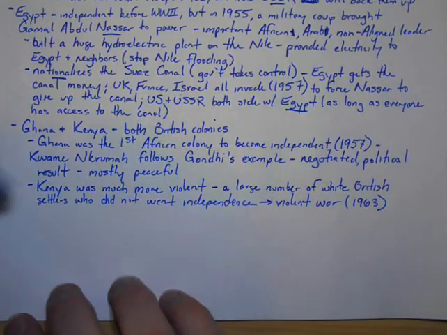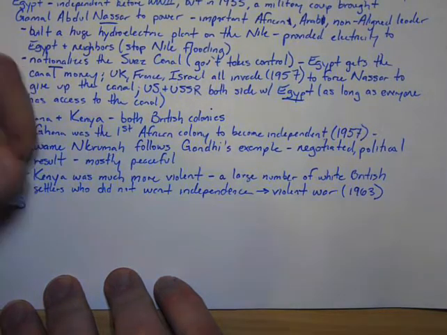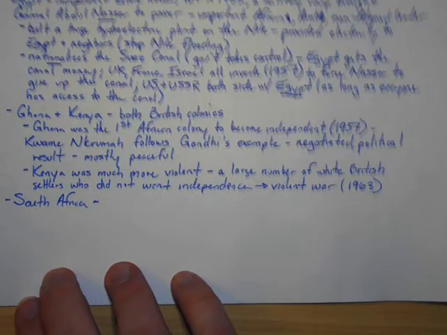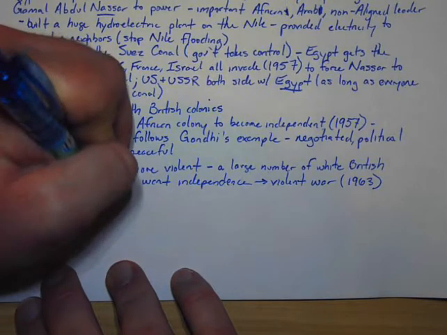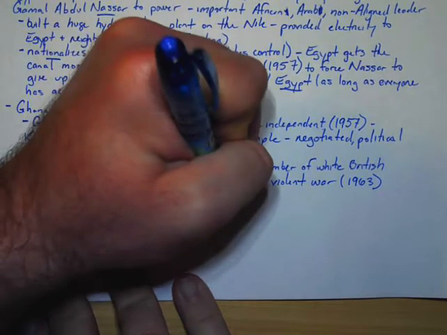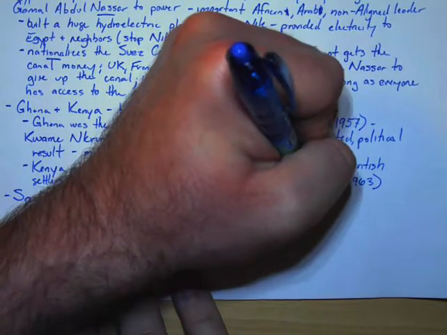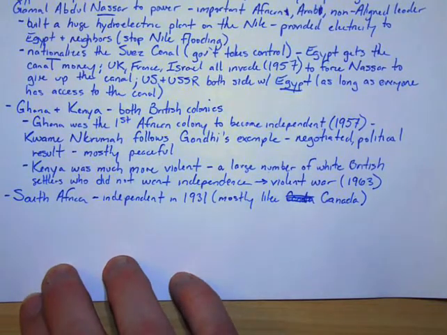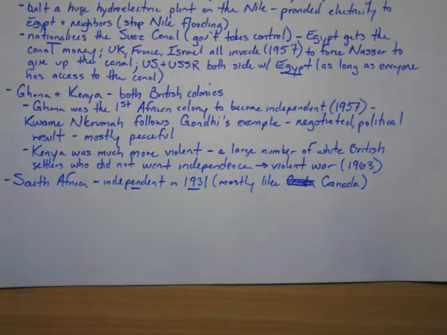Now, the last place we're going to look at in Africa, and we'll probably come back to this one again at the end as we're wrapping up too, is South Africa. Now, South Africa is another one of these cases that they were already independent leading into World War II. So they were independent in 1931, and they're mostly kind of like Canada in that regard. So they were just given more and more autonomy until they were finally just kind of on their own in 1931, same as Canada.